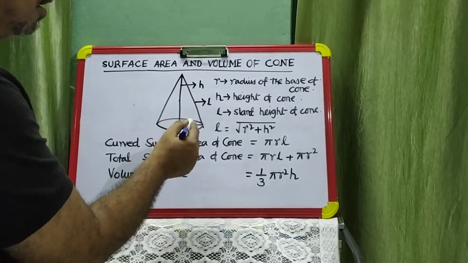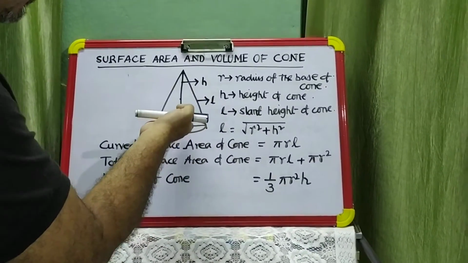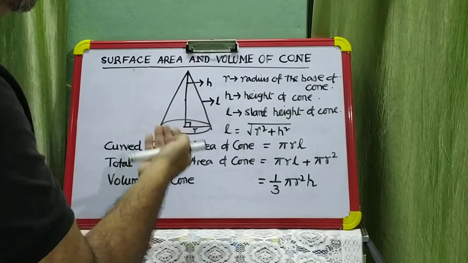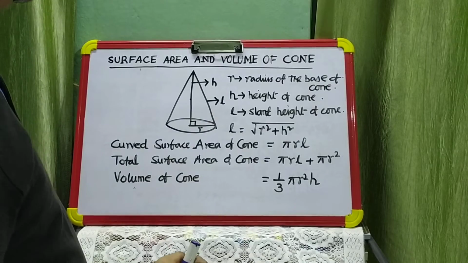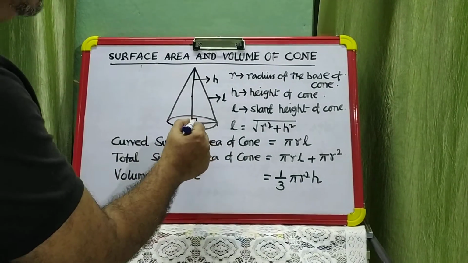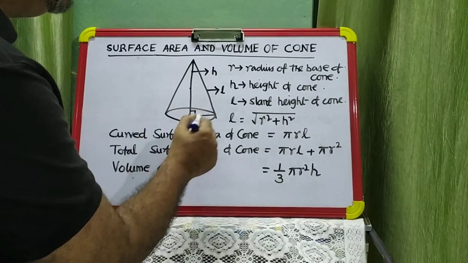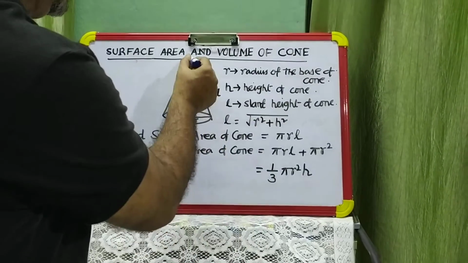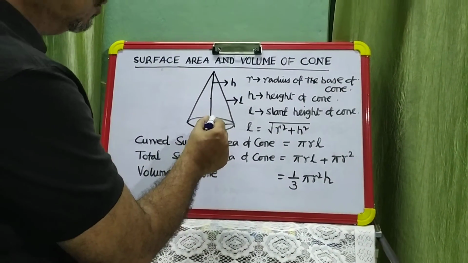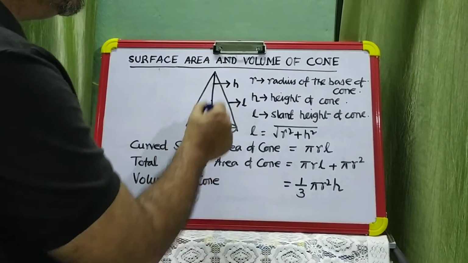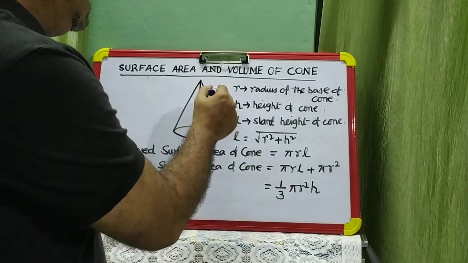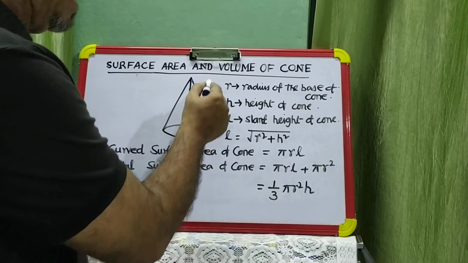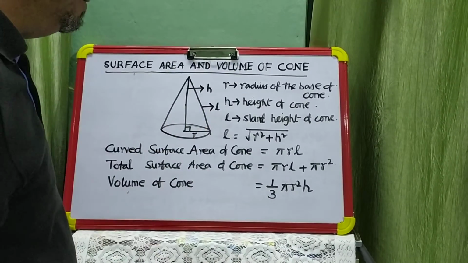Since the circles are of decreasing radius as you move towards the upper part of the cone, we say let R be the radius of the base of the cone and H is the height of the cone. This is a right angle. This is why it is also called a right circular cone. So these H and R actually are the two parameters with which the cone is defined.